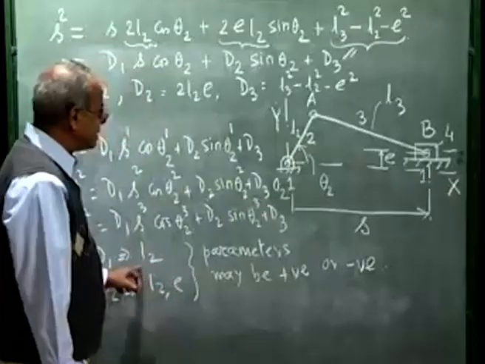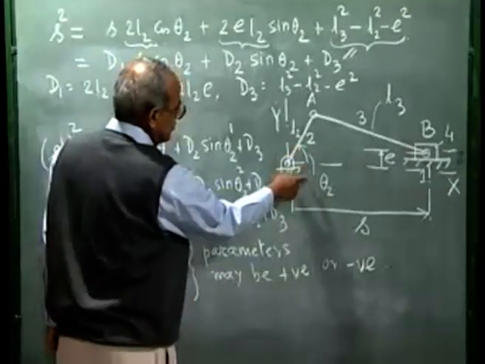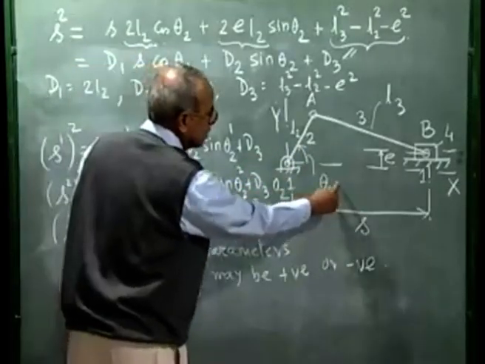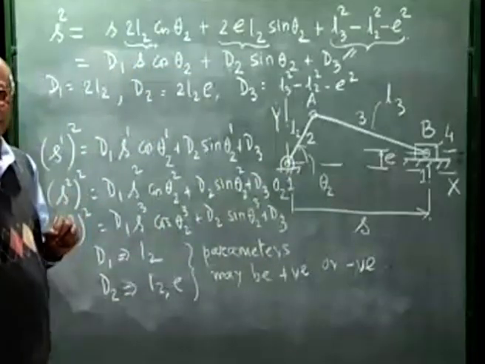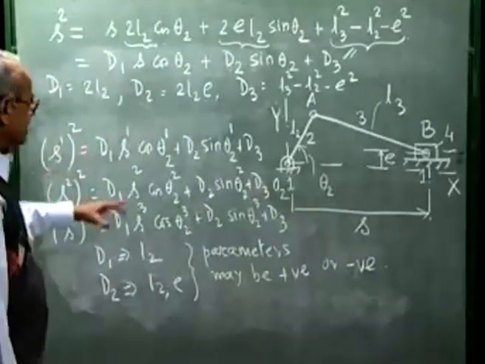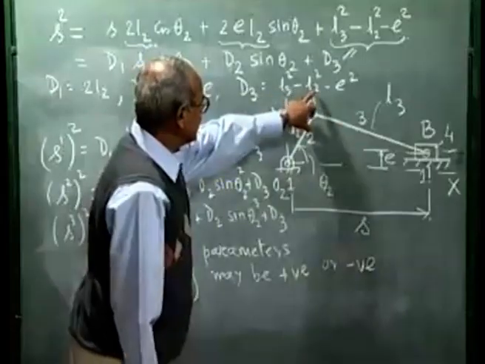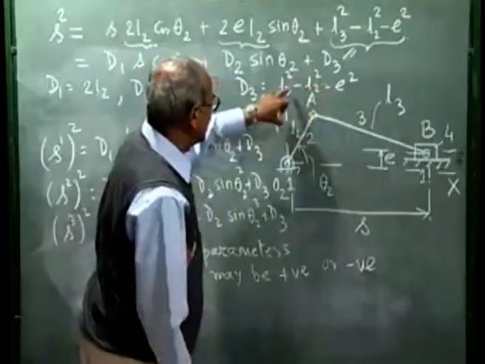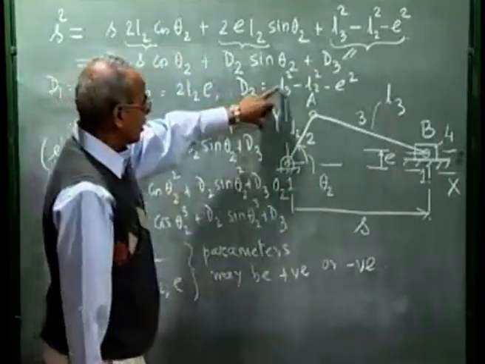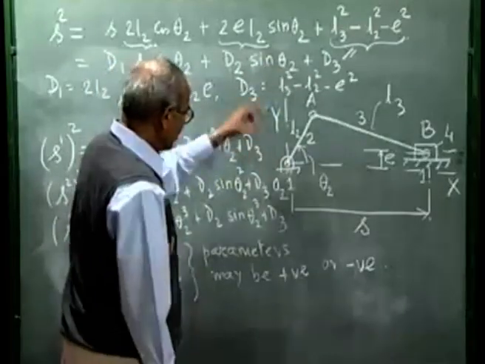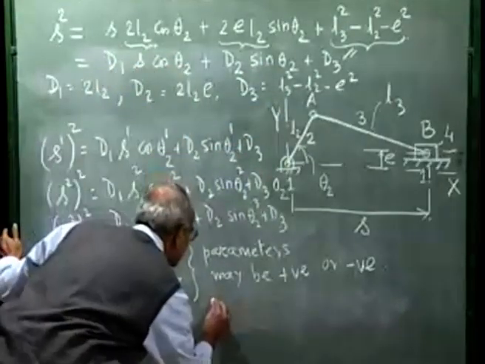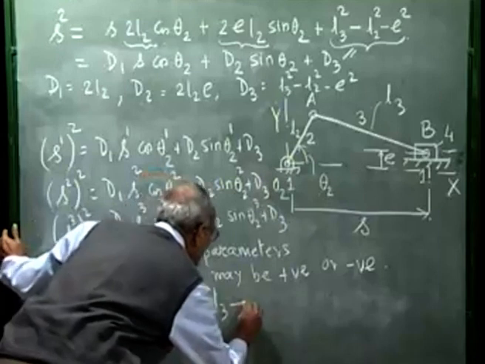Similarly, if L2 is negative, then theta 2 must be replaced by theta 2 plus pi, as we discussed in case of 4R linkage. Whereas L3, which I will get from this after I know L2 and E, will take the positive root of this L3 squared. We take the positive square root, and L3 is always positive.